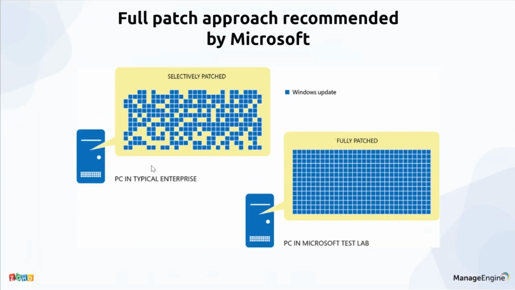We've seen that most of our customers only install security updates. This selective approach to patching can leave your network open to a lot of other vulnerabilities. Microsoft recommends a full patch approach. So even if you give high priority to security updates and install them immediately on release, consider installing other updates at least on the third or fourth week from release. This way, you can keep your network completely patched.